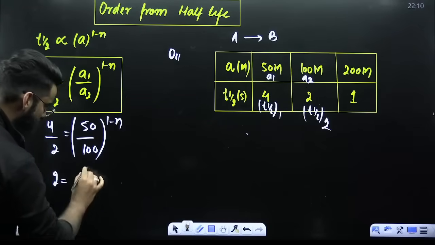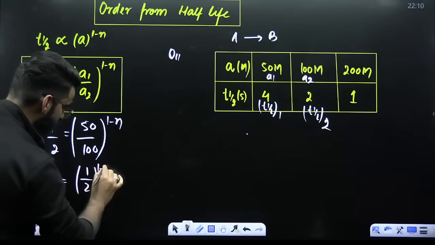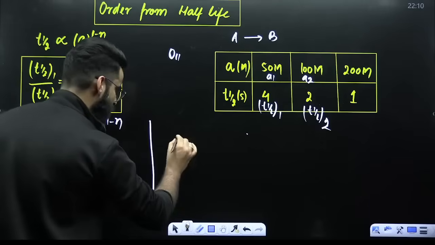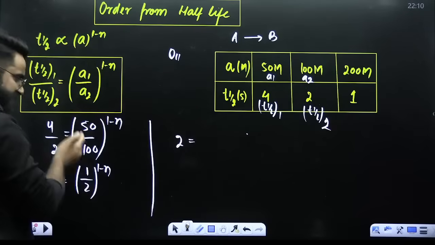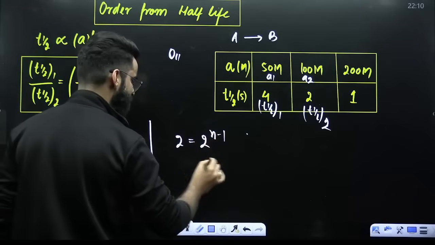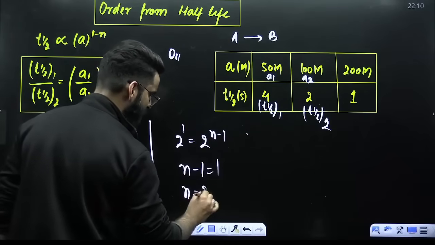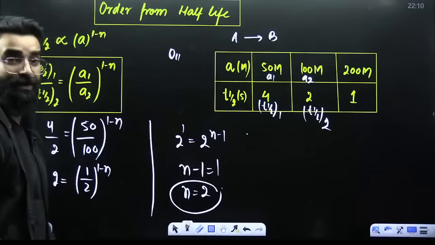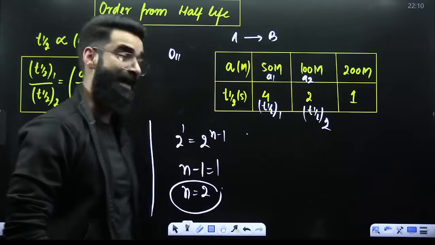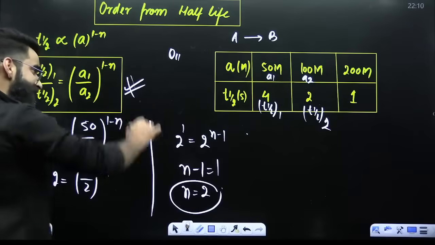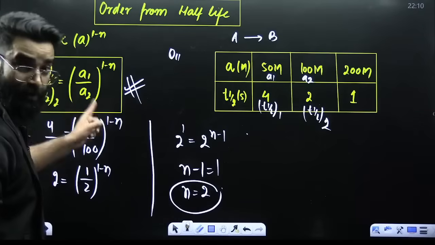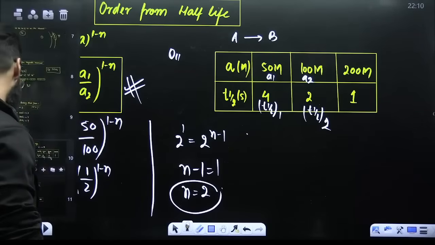So this value comes out to be 2. This value comes out to be 1 by 2 raised to the power 1 minus n. So I would say 2 is equal to that. Take the reciprocal. It becomes 2 raised to the power n minus 1. So my dear students, from here you can say n minus 1 is equal to 1, so n comes out to be 2. So the order of the reaction whose data is given to me is 2. So remember this particular result. This is a very important question, my dear students, which is frequently asked nowadays.